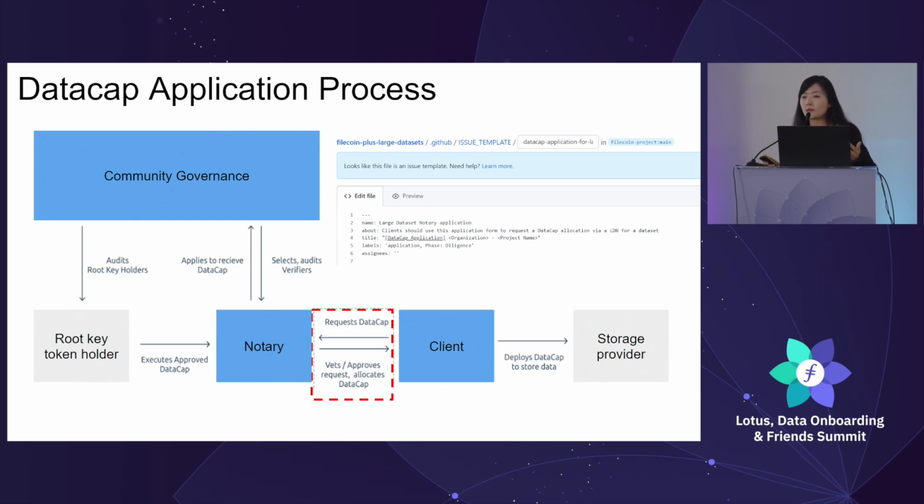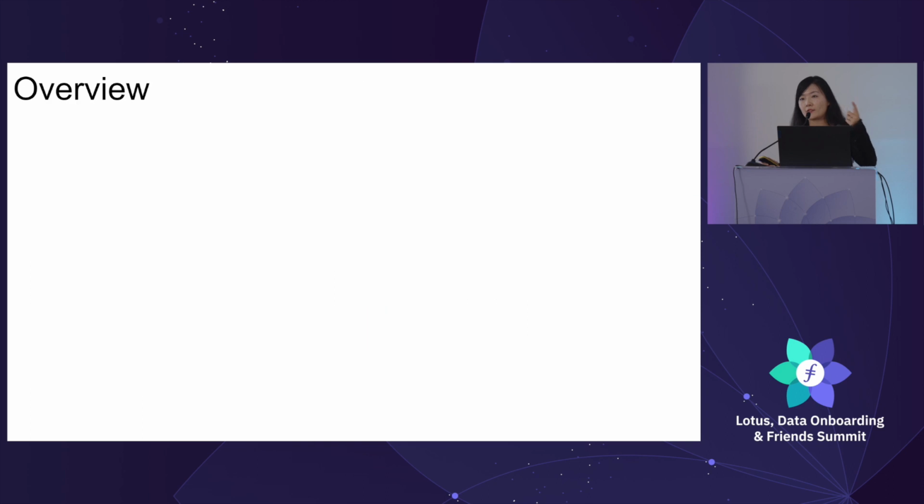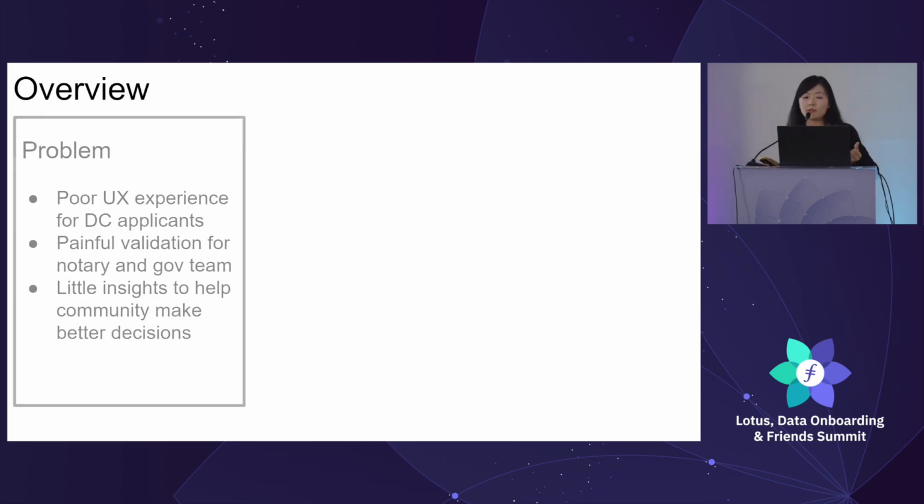And if we are thinking about eventually making this process as simple as applying for a mortgage in the application step, then we might need a lot of improvements in the first step, so we could actually get better insights and better data, and go back to the loop I previously mentioned. So, a brief overview of the Datacap application process problem.